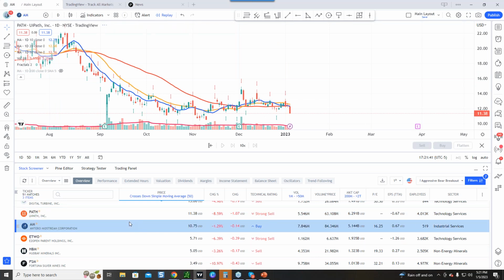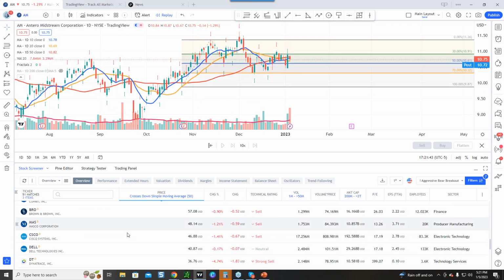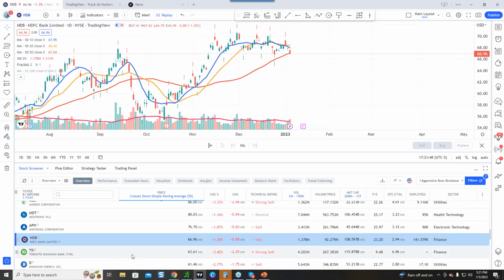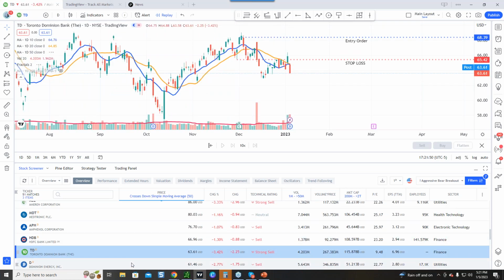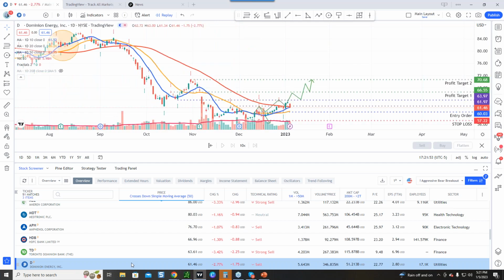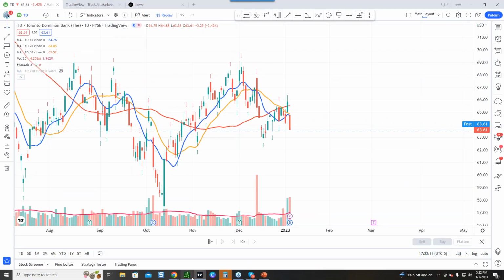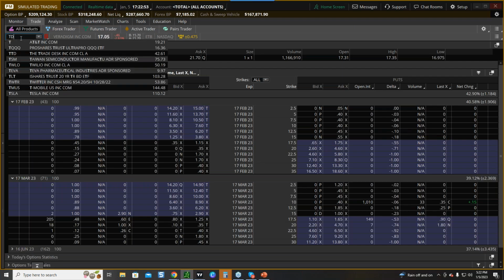That's off the bottom. Let's go up a little bit. TD, that might be a good one. Dominion. All right, so let's, I don't know, I think we go TD. Let's do that one. So if we look at TD here, let's see. Hopefully they have the options. Let's see, the put side.